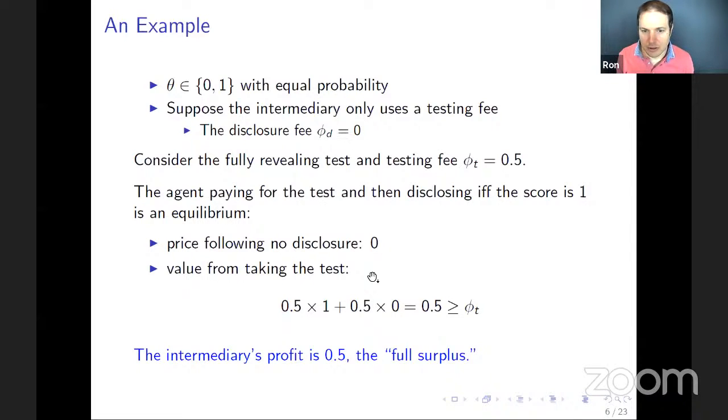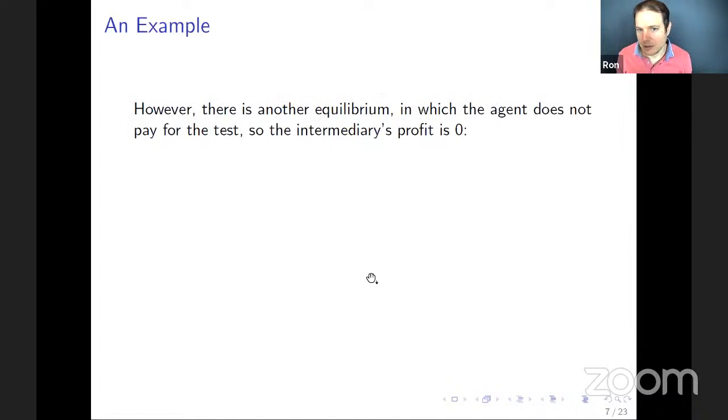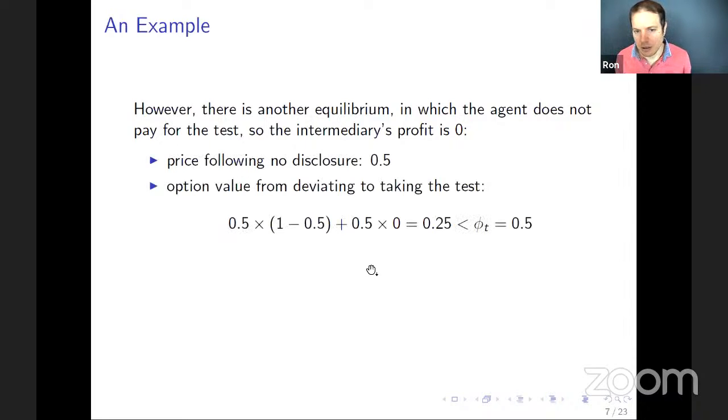The problem is that this same game has another equilibrium. The problem for the intermediary is that there's another equilibrium, in which the agent doesn't take the test. Now suppose the market expects the agent not to take the test. Then if there's no disclosure, which is what the market expects, the market will offer the expected value of the asset, which is a half.